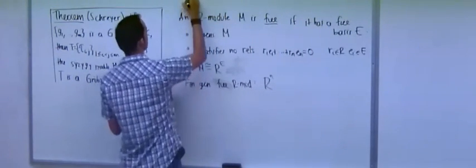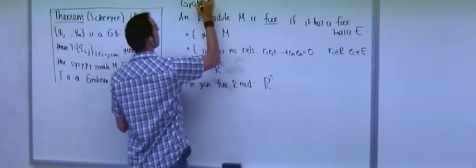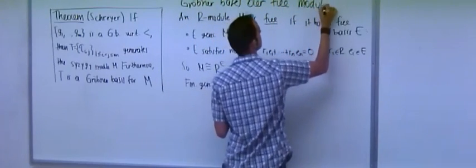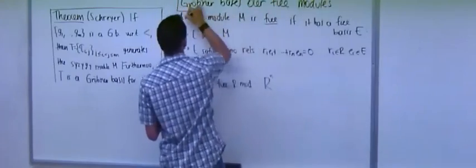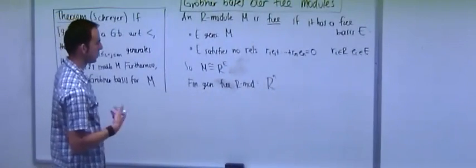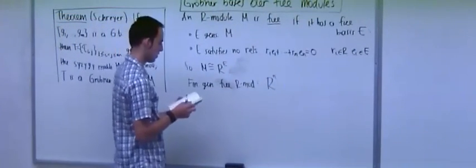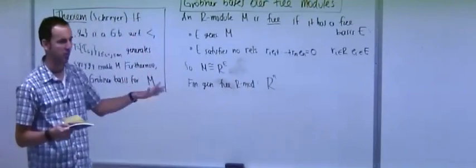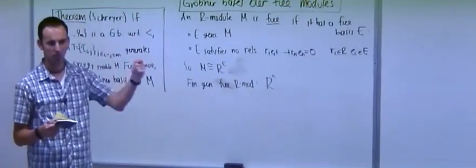So this is basically what I want to do now. Groebner basis over free modules. So first of all, we basically start with the way we started the class, and we just do everything over, but instead of R, we do it with R to the n.